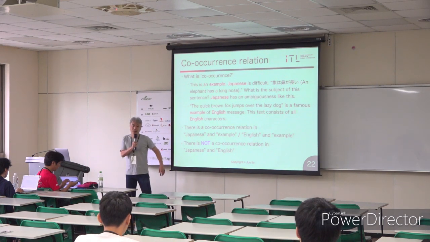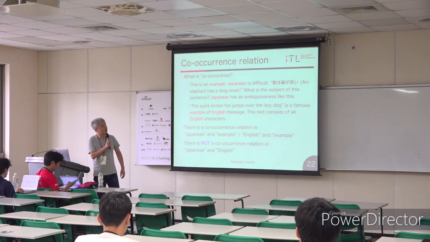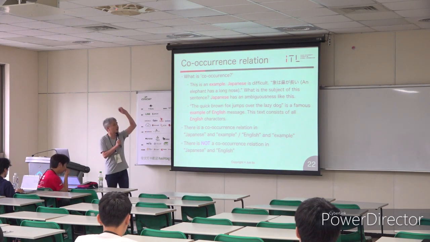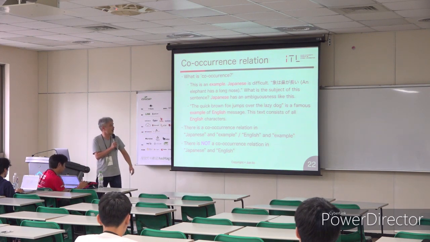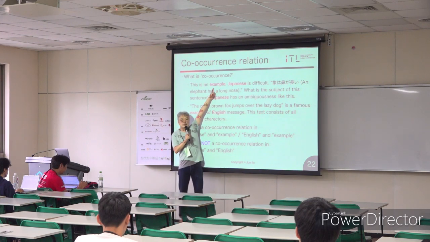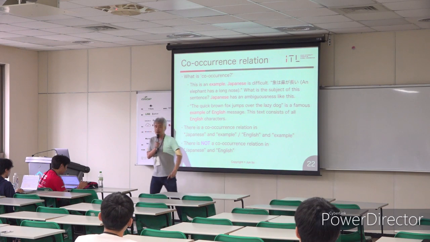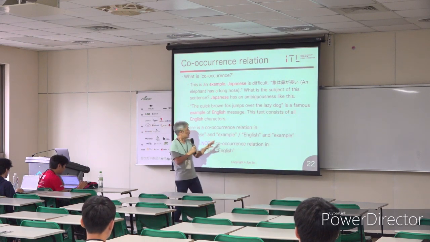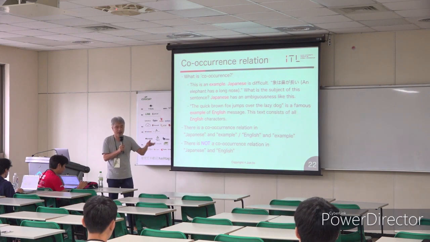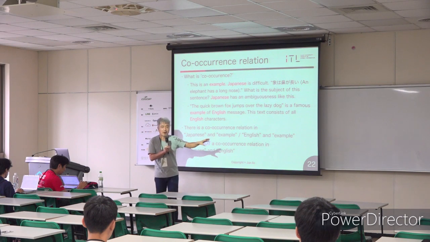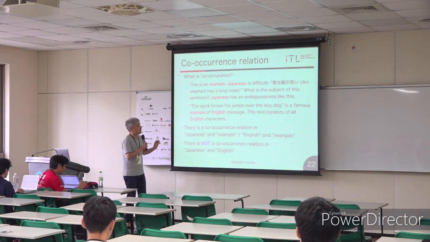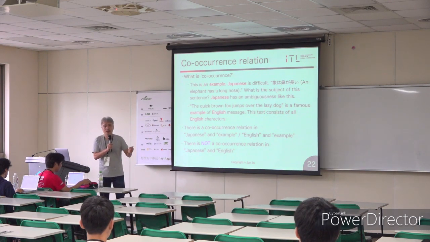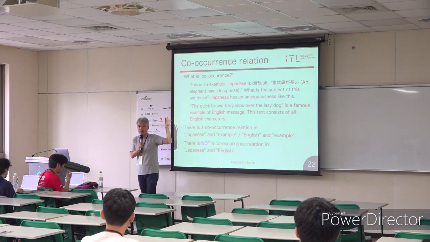And the second paragraph says, the quick brown fox jumps over the lazy dog, which is a famous example of an English message. This text consists of all the English characters like this. There is a co-occurrence relation in Japanese and English. Those pairs of two words, English and example, and Japanese and example, have co-occurrence. Co-occurrence means both of them occurred in one paragraph. On the other hand, Japanese and English don't have a co-occurrence relation because they don't appear in one paragraph.